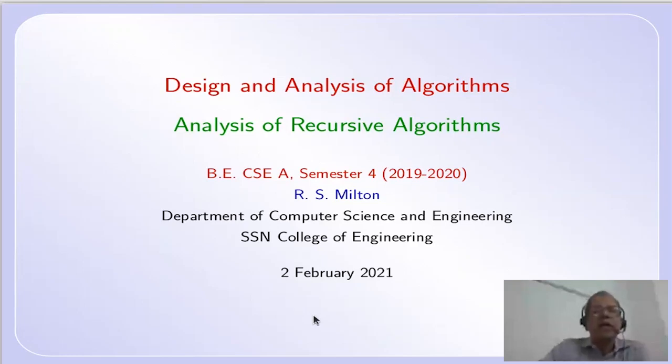In this class, we will see how we can analyze recursive algorithms. In the last two lectures, we briefly took a look at how to design recursive algorithms and what are iterative algorithms. We did not complete our discussion on iterative algorithms. In yesterday's class, we only saw the relationship between recursive algorithms and iterative algorithms.